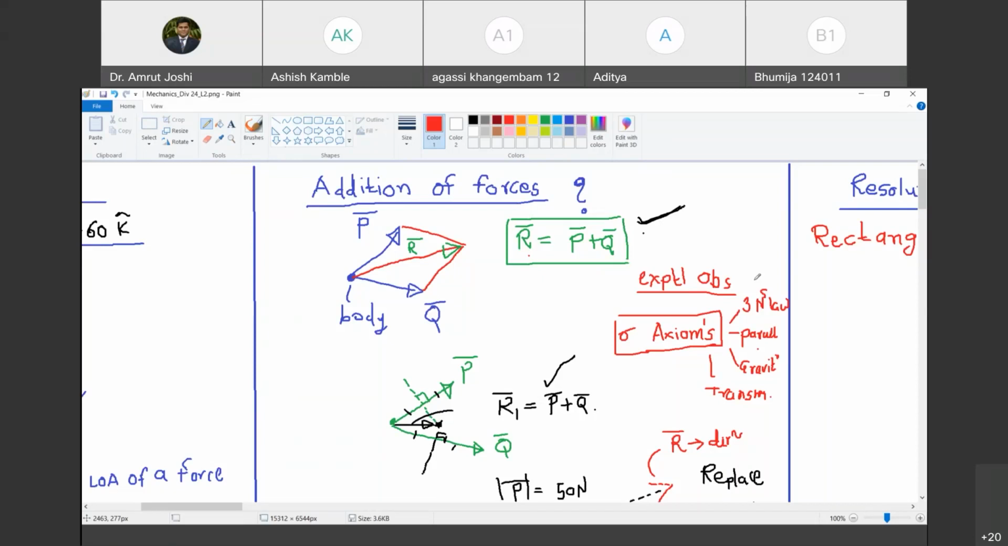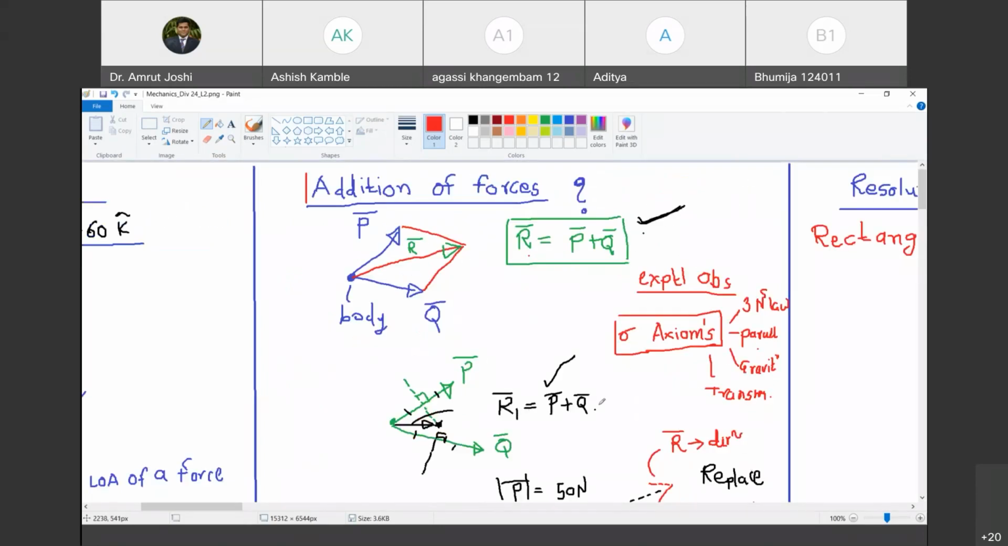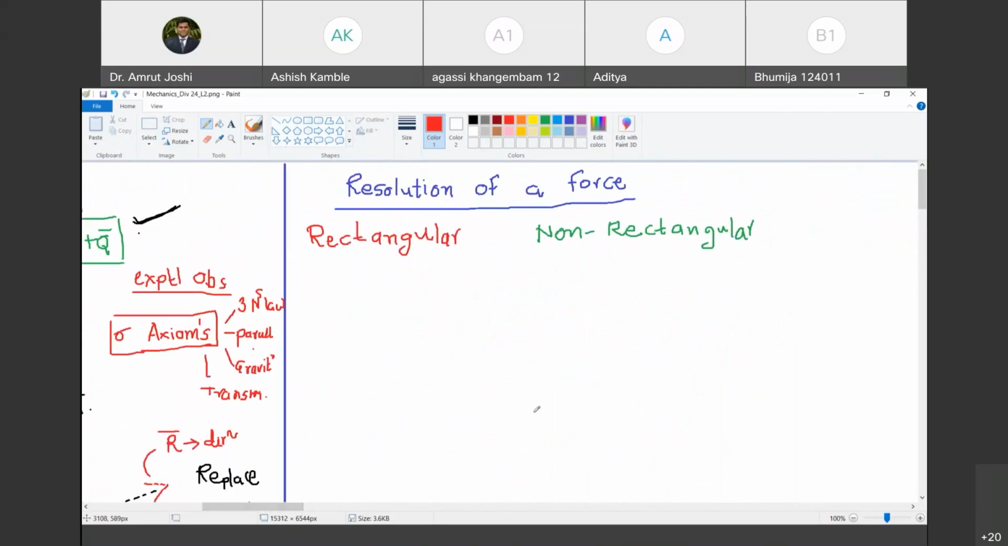So even in our universe, there are certain situations when we cannot use Newtonian mechanics. Forget about other universes. In other universes, it is possible that none of these axioms is true. Then you have to develop a new theory. Happy? Yes, sir. Okay, so this is the context in which we are looking at Newtonian mechanics. All of this started with addition of forces. So we have now defined in true spirit what is R bar or addition of P bar and Q bar. And now we are going to define something called resolution of a force. Are you with me? Yes, sir.